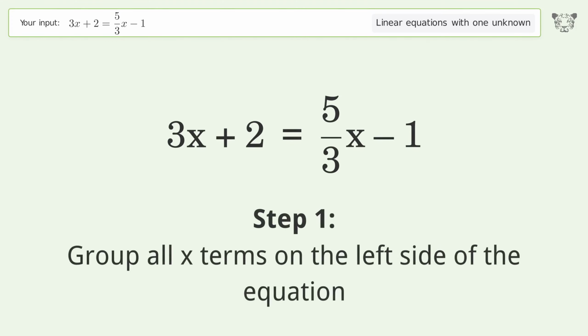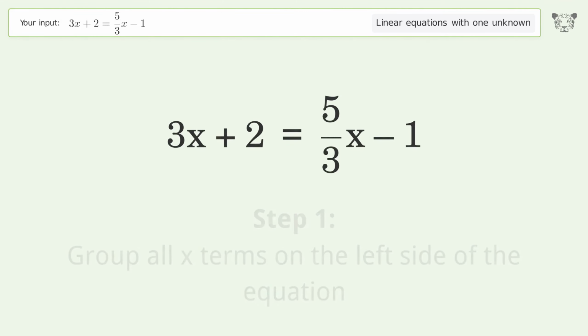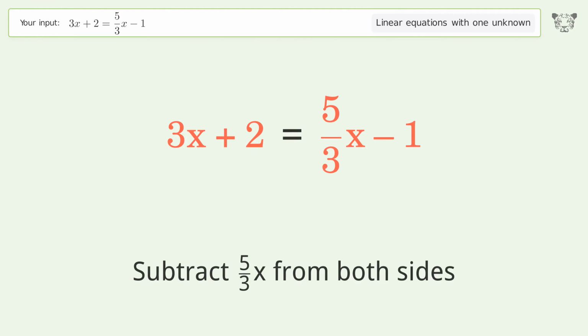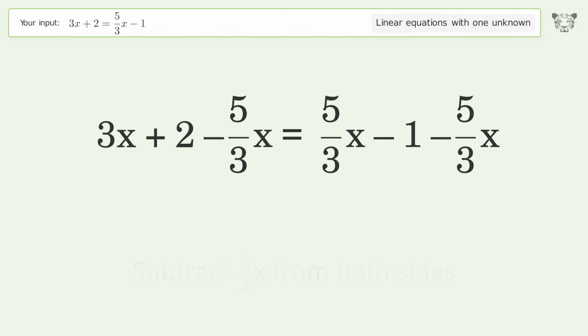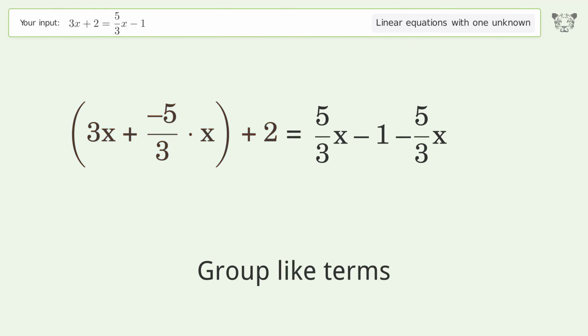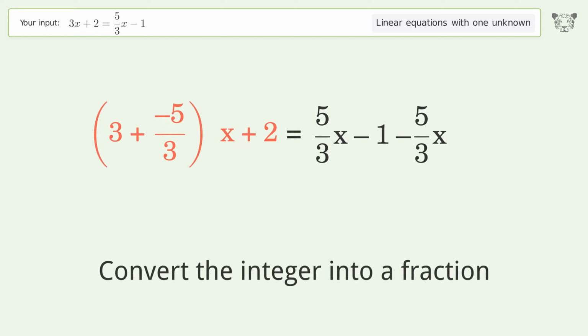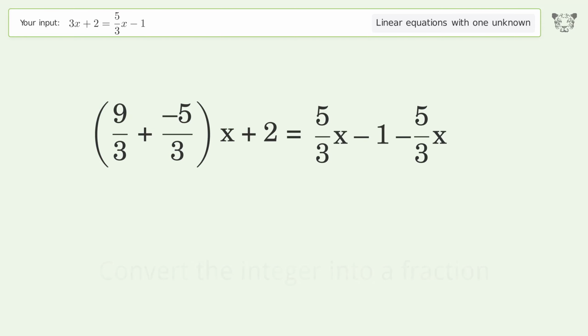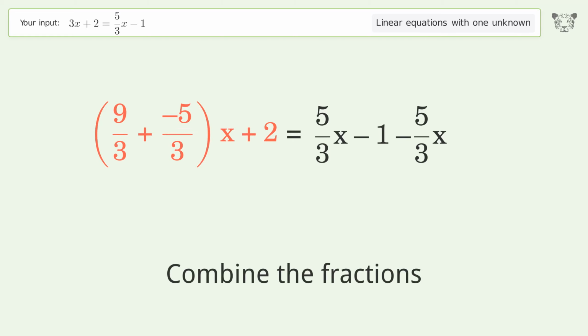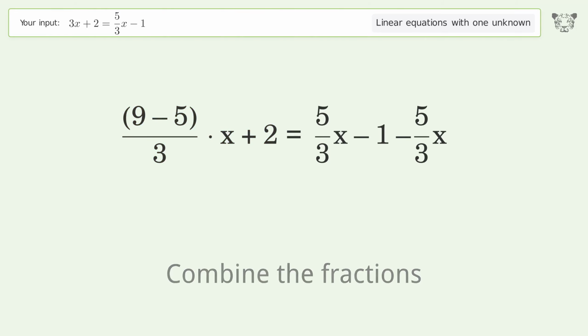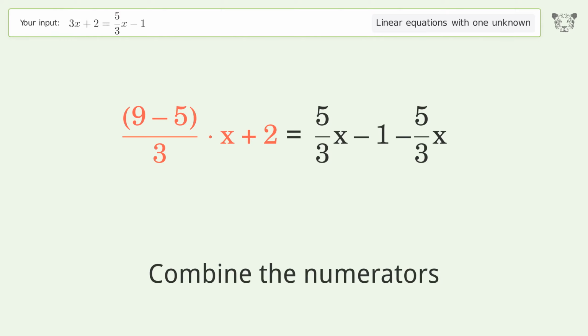Group all x terms on the left side of the equation. Subtract 5/3x from both sides. Group like terms. Group the coefficients. Convert the integer into a fraction. Combine the fractions. Combine the numerators.